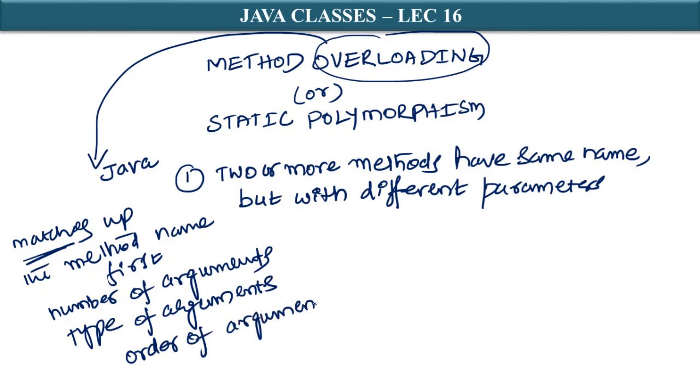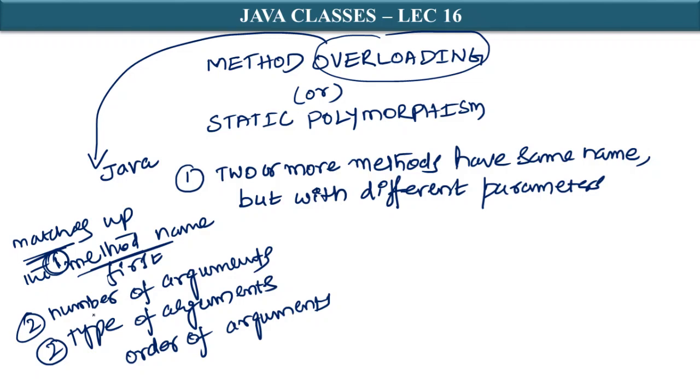This you must understand. First it will check the method name, that is, whether that method name matches or not. Then what will it check? It will check the number of arguments, how many arguments: 2 or 3 or 4, like that. Then it will check the type of arguments: int, float, char, something like that. We will try to understand how it executes.